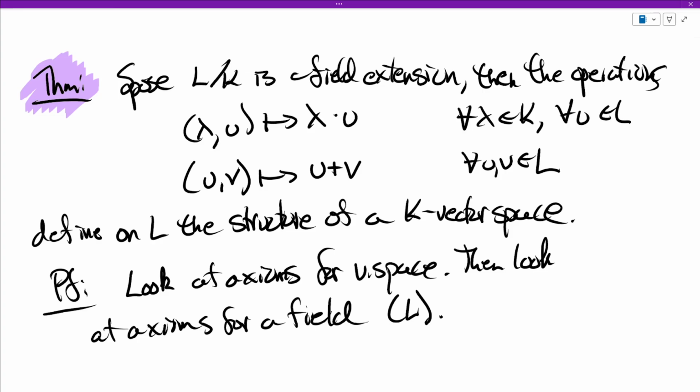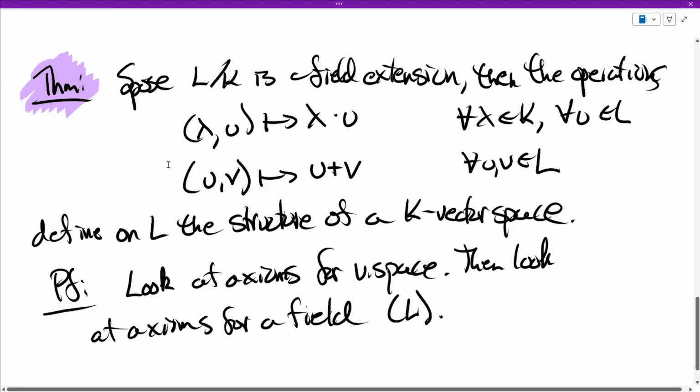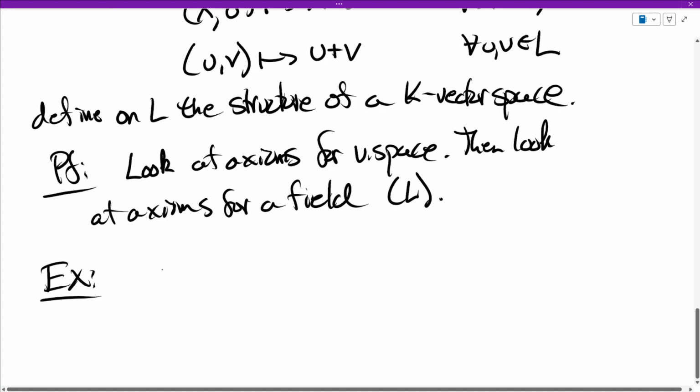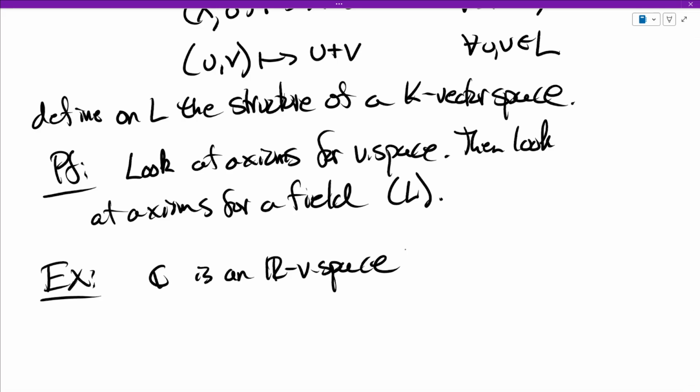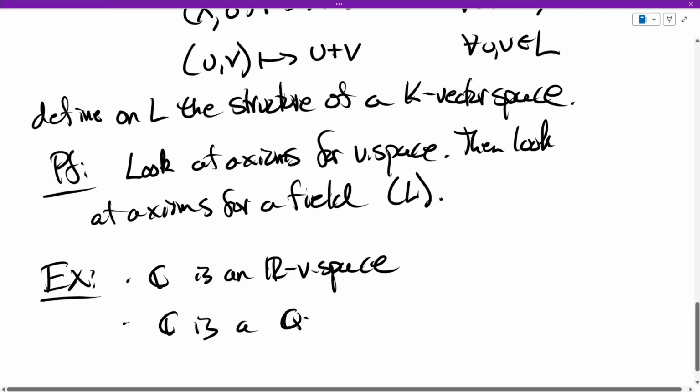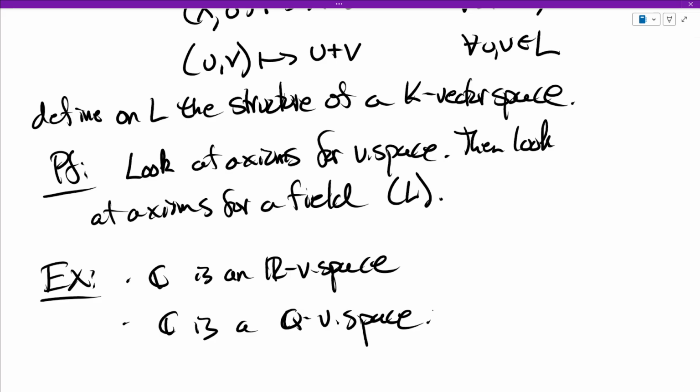Now, there is nothing here that requires that the extension be finite. So for example, C is an R vector space. That's a finite extension because you just need 1 and i as a basis. We'll revisit this in a second. But C is also a Q vector space, because Q is a subfield of C. C is an extension of Q. It's a particularly nasty extension of Q in that the size of a basis is uncountably infinite, but it is in fact a Q vector space. So this was a finite example, and this is an ungodly infinite example.